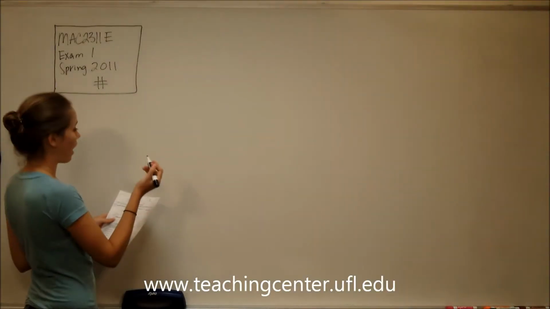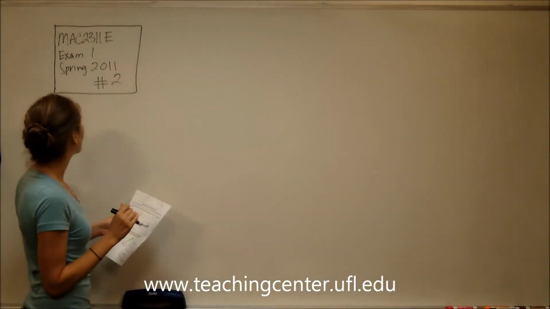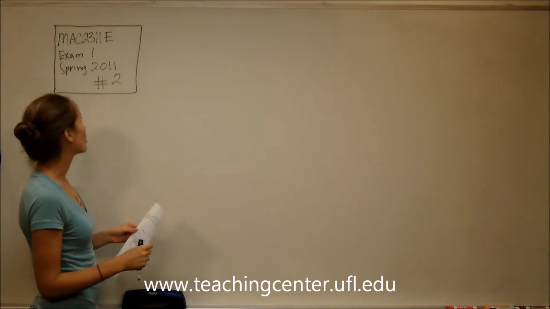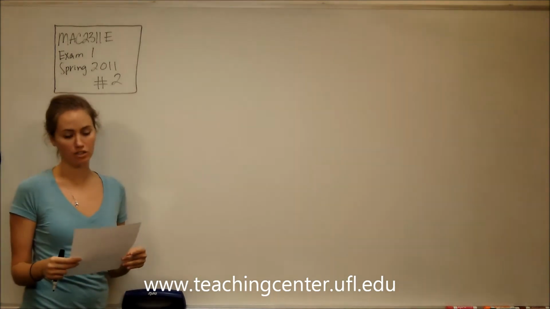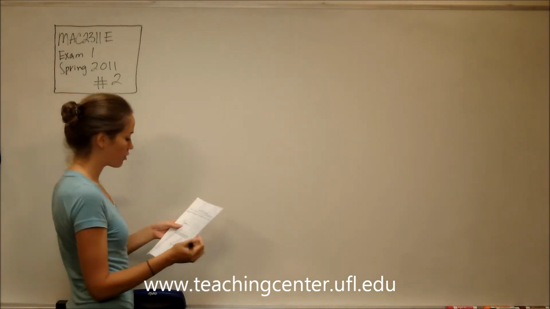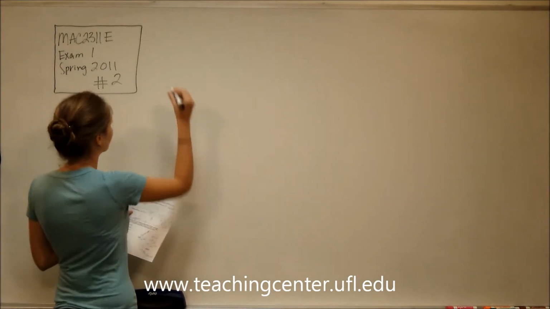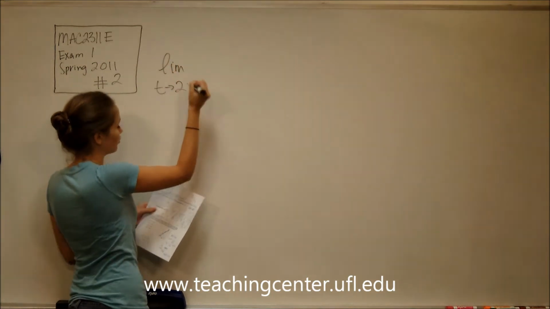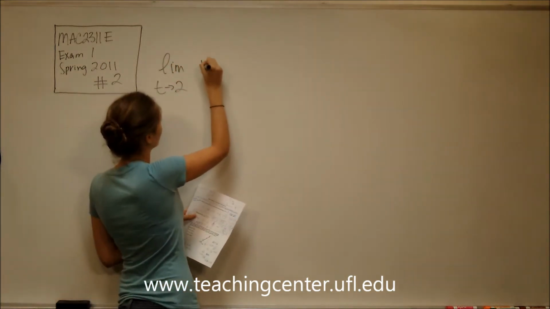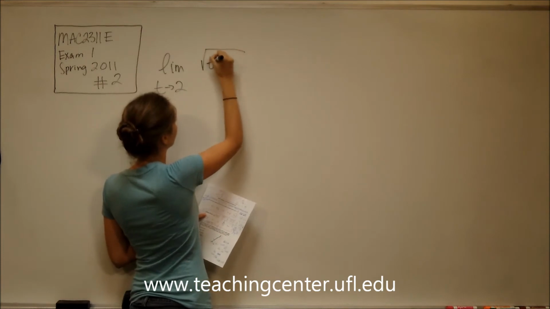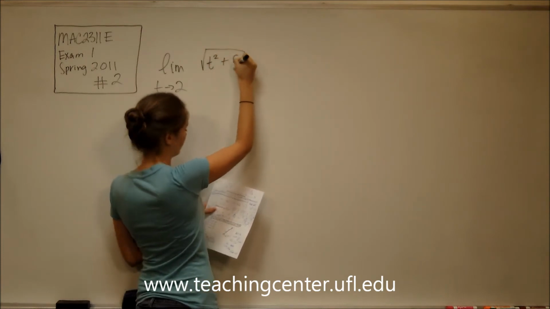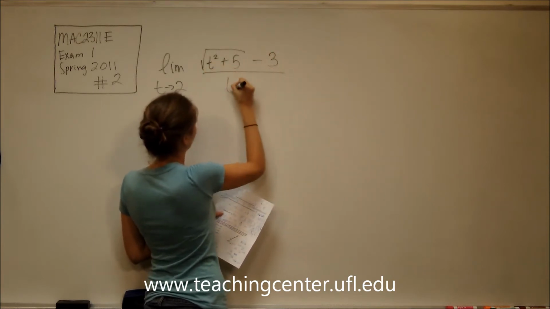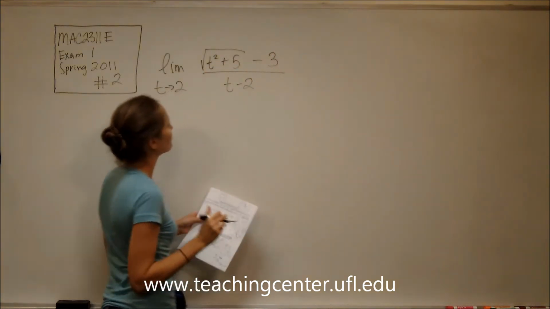Hi, right now we are doing problem number 2 from exam 1 from spring 2011 for MAC 2311E Engineering Calc. So number 2 asks us to evaluate the limit as t approaches 2 of the square root of t squared plus 5 minus 3, all over t minus 2.